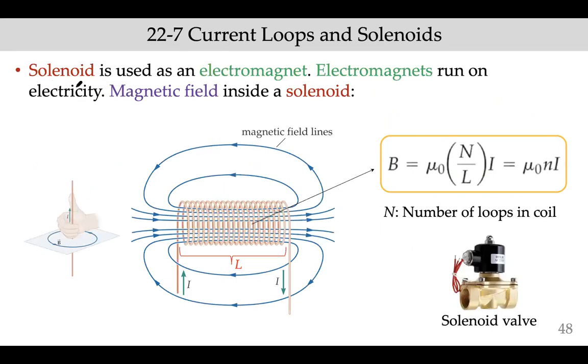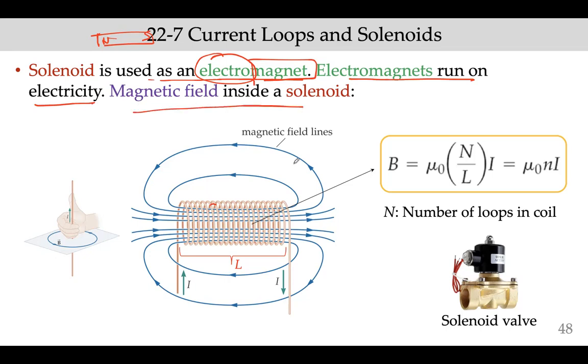Okay, now let's move to solenoids. A solenoid is used as an electromagnet. So it's a magnet, but you can turn it on and off electrically. It works with the current. It's not a material, it's not a bar magnet. It acts as a bar magnet because the current creates a magnetic field inside. But the nice thing is if you turn off the current, then the magnetic field lines go away. So electromagnets run on electricity, current.